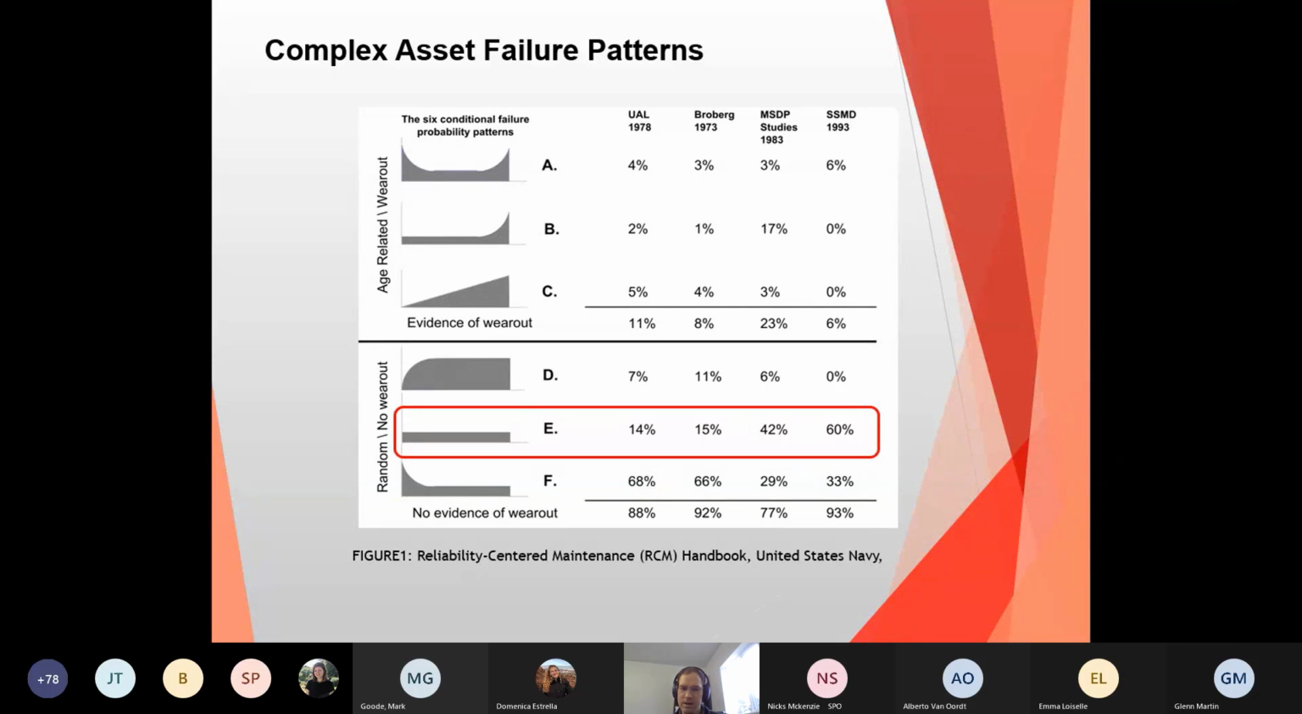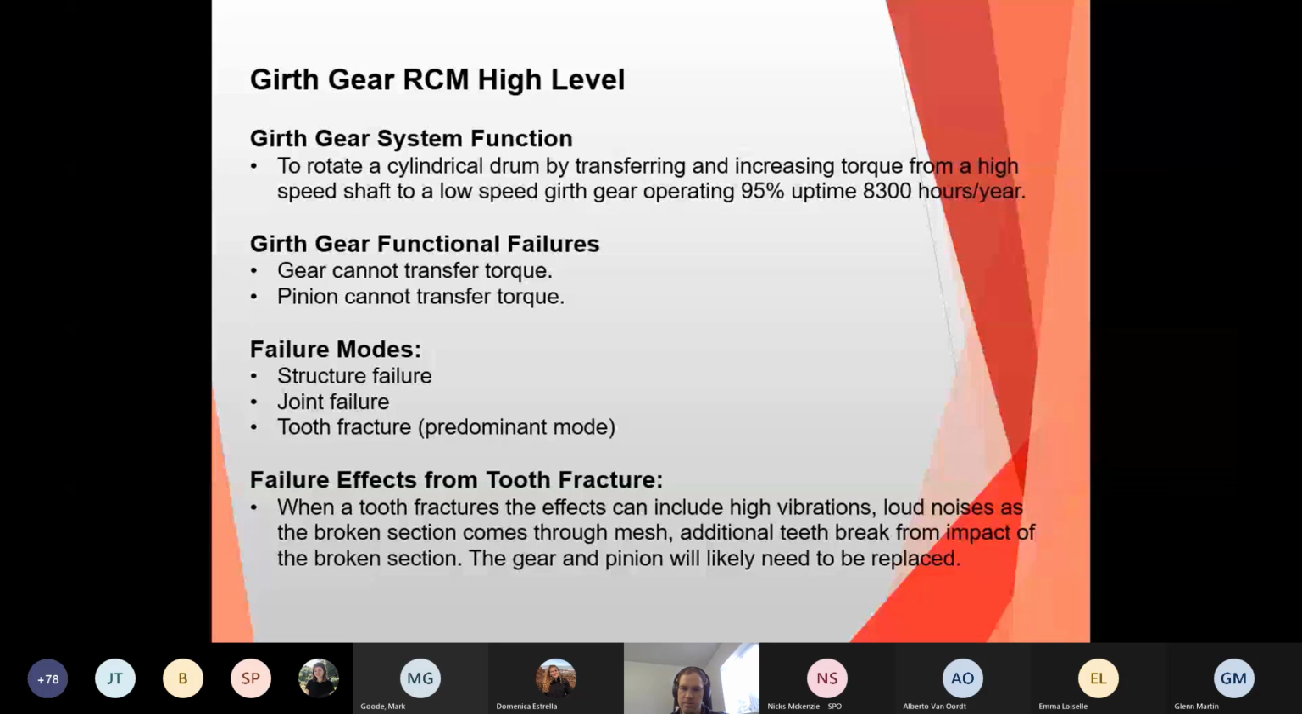If you're looking at it on a flat conditional probability curve, it will start to drive your predictive maintenance tasks and also the other maintenance procedures that you're going to be attempting to do. So at a high level, we'll go through this specifically for girth gearing. The girth gear system function is basically to rotate a cylindrical drum, transferring and increasing torque from a high-speed shaft, a pinion shaft, to a girth gear. You're looking at 95% uptime, around 8,300 hours per year, which is usually an aspirational goal for a mill.